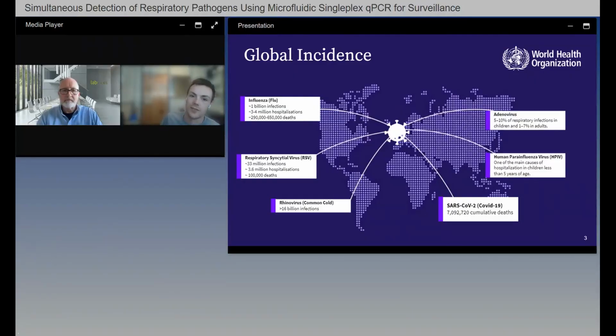For example, influenza and SARS-CoV-2 are very well set up for global monitoring. Rhinovirus is very difficult because it's such a common cold, which often doesn't result in hospitalization. But yeah, there are a lot more viruses than just influenza and SARS-CoV-2.